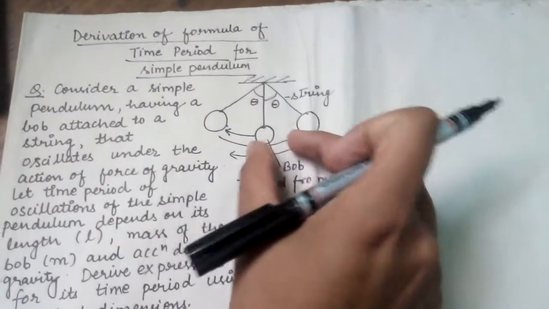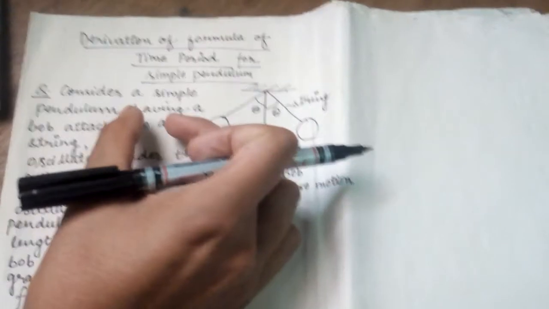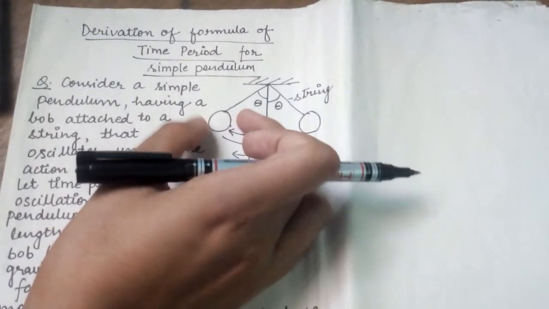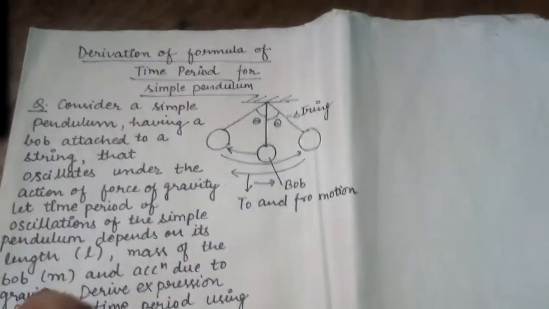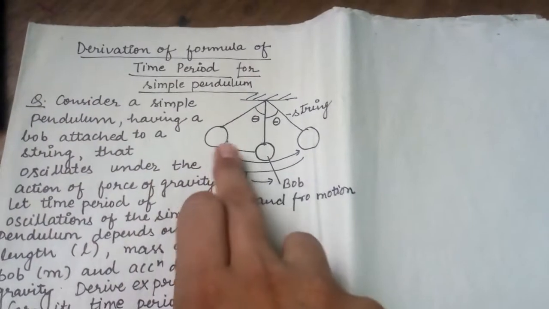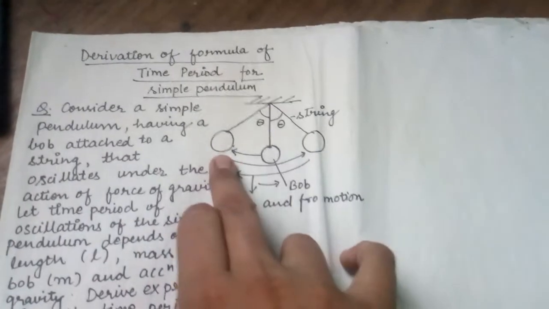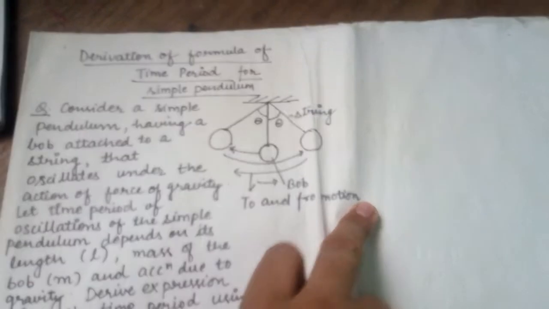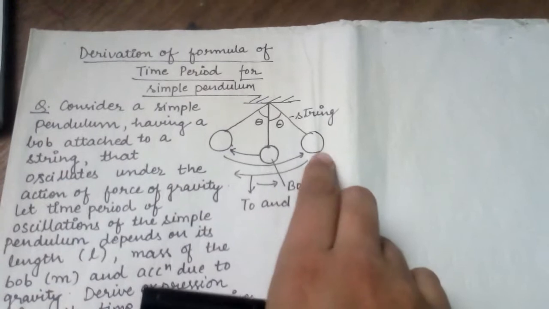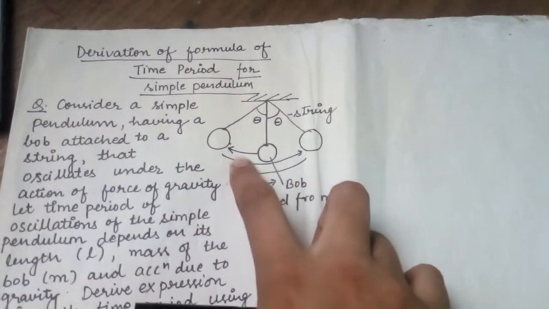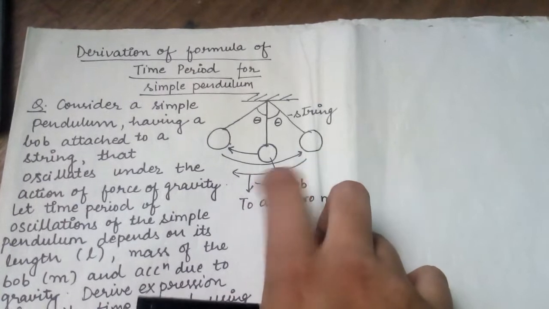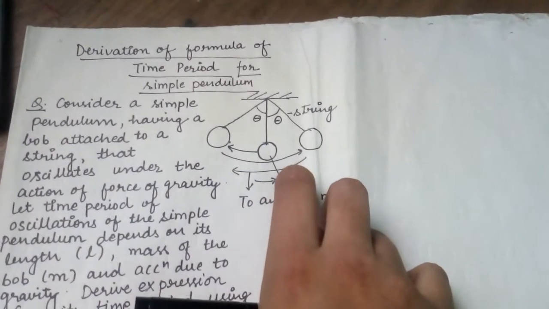When we take this bob to this position and leave it, then this bob starts doing to and fro motion. This to and fro motion is called oscillations made by the bob in a simple pendulum.